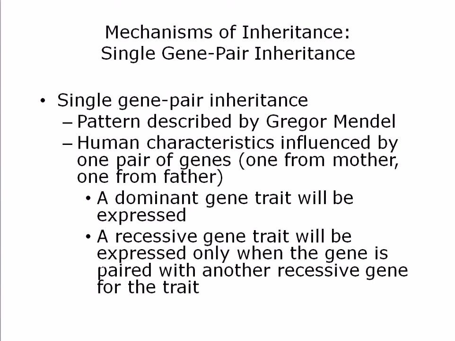A human characteristic influenced by one pair of genes is called single-gene pair inheritance. Mendel, a pioneer in inheritance research, noticed patterns in crossbred strains of peas. The genes that showed up in future generations were called dominant, and those less likely to be expressed were called recessive. In order for a recessive gene trait to be expressed, you need to receive the recessive gene from both your father and mother.